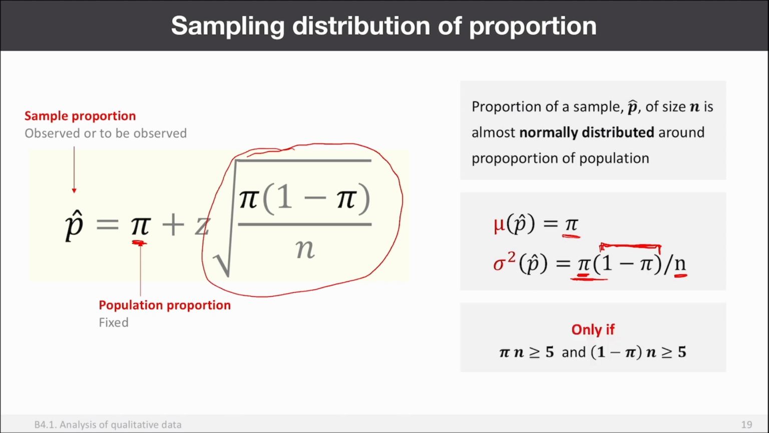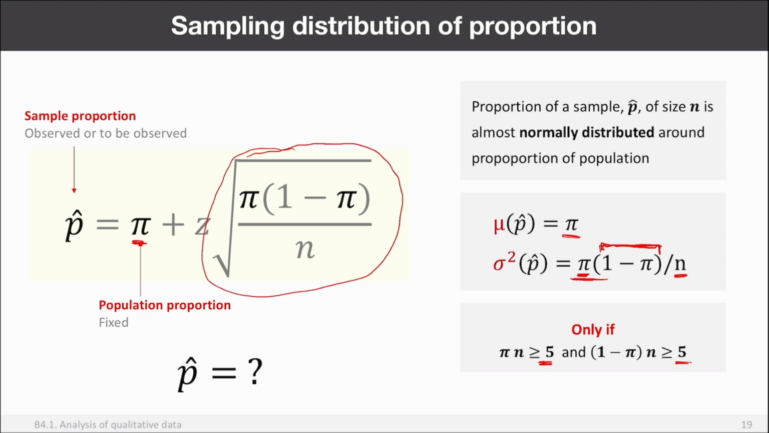Now, this will work only if you have at least 5 items both in the category you're testing and in the other categories. What it means, for example, if you test the proportion of people who use iPhone instead of Android, you need to have at least 5 people who selected iPhone and 5 people who selected something else like Android. So this is an important requirement. Otherwise, you cannot use the normal distribution in this case. Usually people use even larger values like 10 or 15, but 5 will work as well.